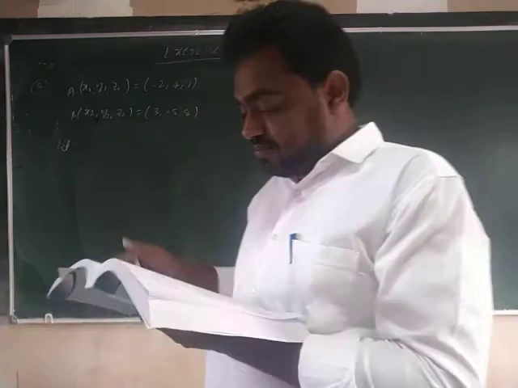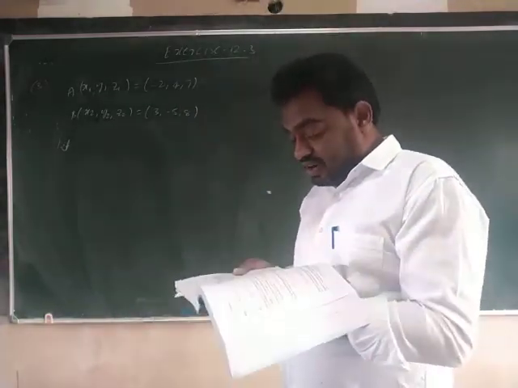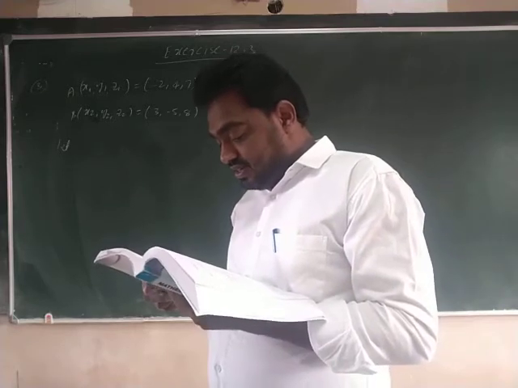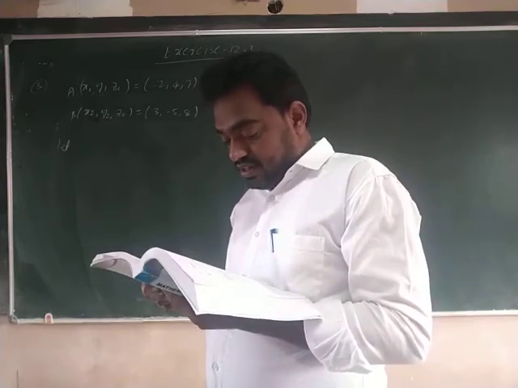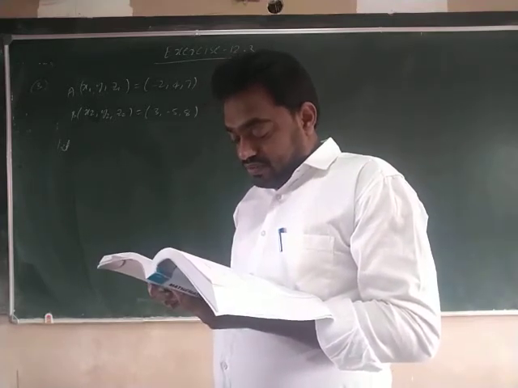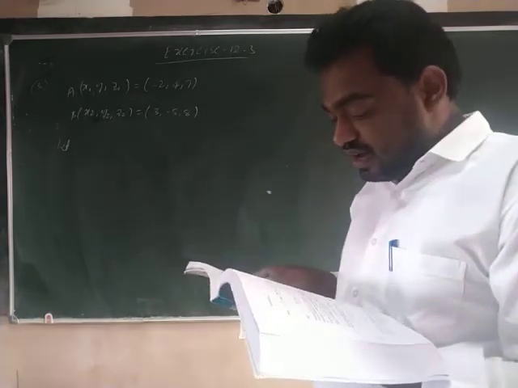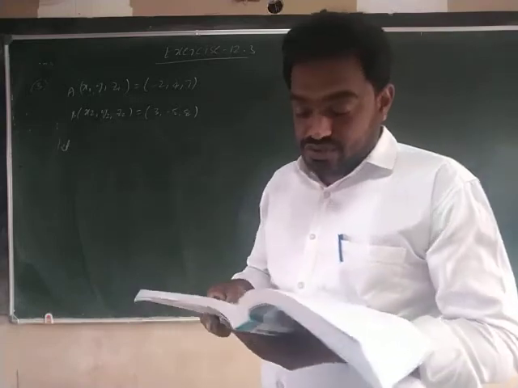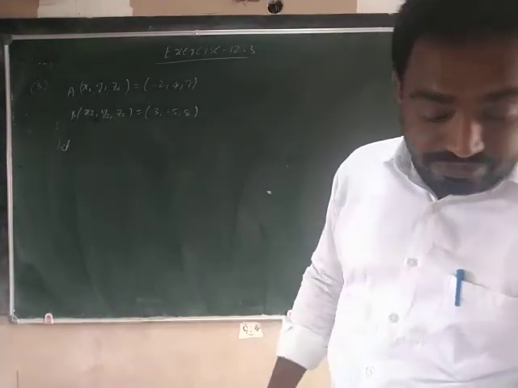Next exercise question, the third one. Find the ratio in which the YZ plane divides the line segment joining the points (minus 2, 4, 7) and (3, minus 5, 8). So this is the question.